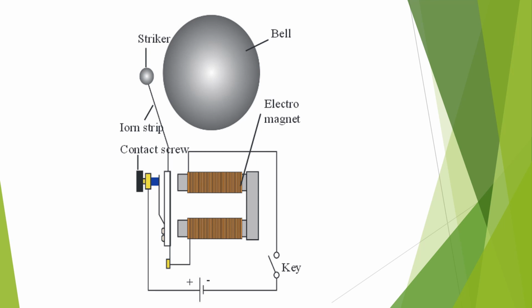I'll repeat this again. Whenever you are applying pressure on the contact screw, the key or the plug closes. When it closes, electricity passes through the wire. When electricity passes through the wire, the electromagnet gets magnetism. It becomes a magnet, which means that it's going to attract the iron strip towards itself. When it's attracting the iron strip, the striker will hit the bell or the gong and sound will be produced. However, this sound will not remain for a long period of time.